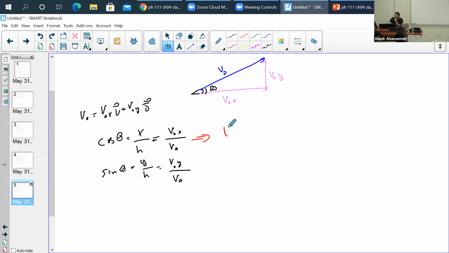This means that v naught in the x direction is going to equal your velocity v naught cosine of the angle, and your v naught in the y direction is going to be v naught sine of the angle.